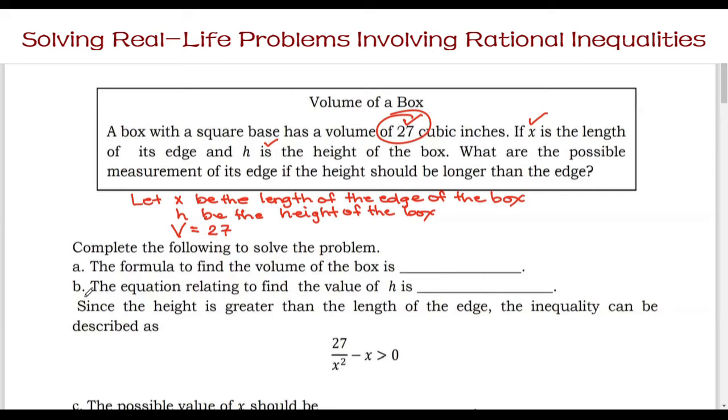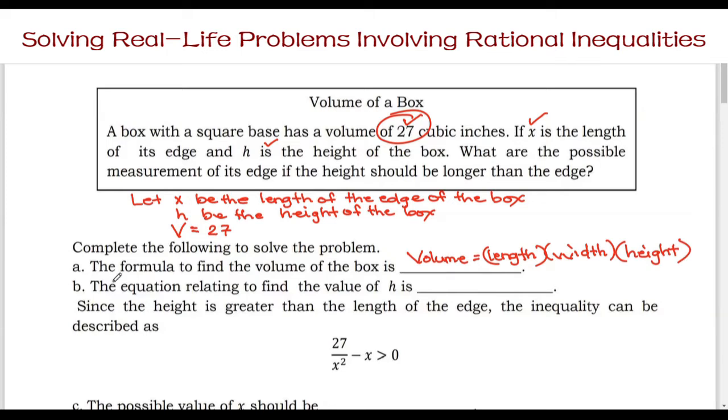Now we proceed to our guide questions. The first guide question asks: what is the formula to find the volume of any box? The volume, in general, is equal to length times width times height. See, I write it in words first, because later we will replace these with variables.